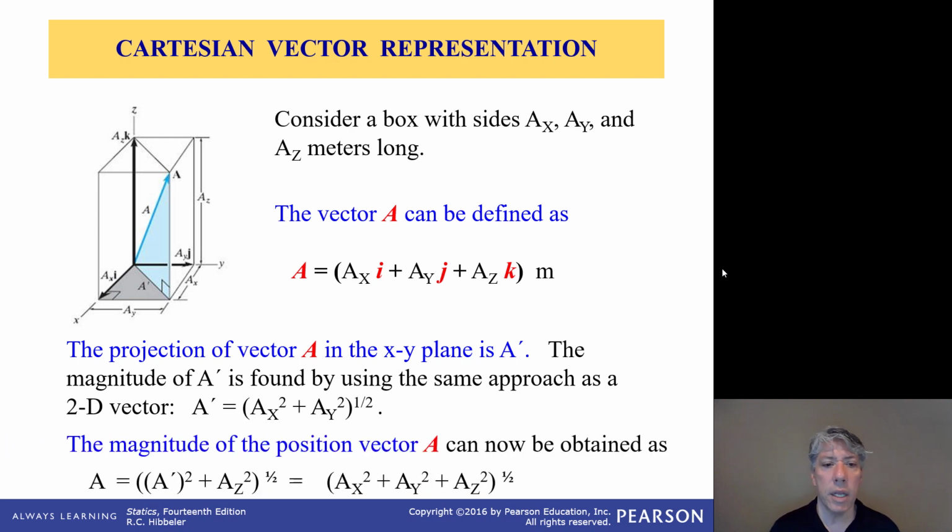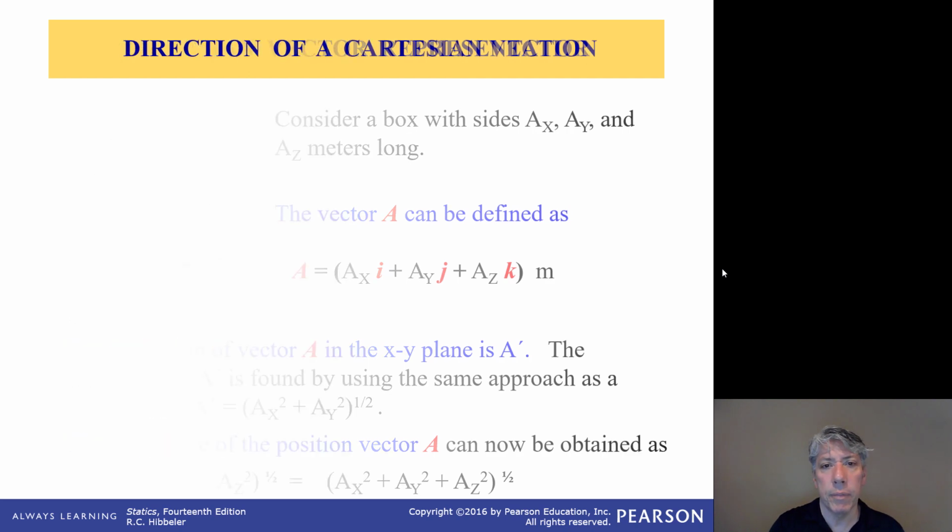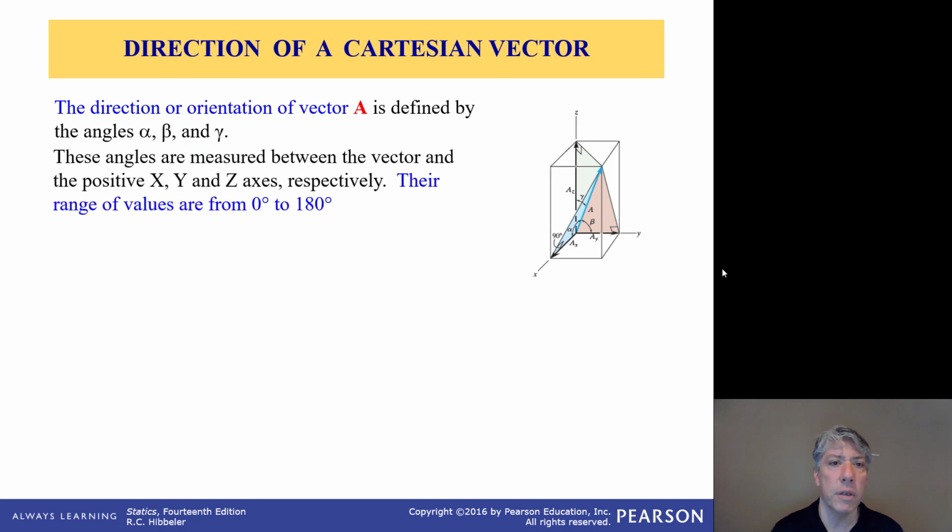Now we can obtain the magnitude of vector A by simply taking the length of A prime and the height of vector A and using Pythagorean's theorem once again. So the square root of the sum of the squares, which turns out mathematically to be the same thing as simply taking ax squared plus ay squared plus az squared and then the square root of the whole thing. And so that's how you find the length of vector A, in other words, the magnitude of that position vector called A. This is not a force vector, this is a position vector.